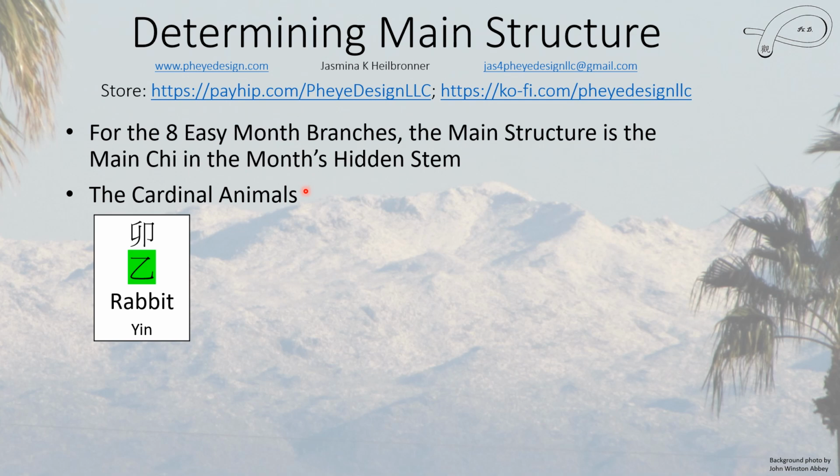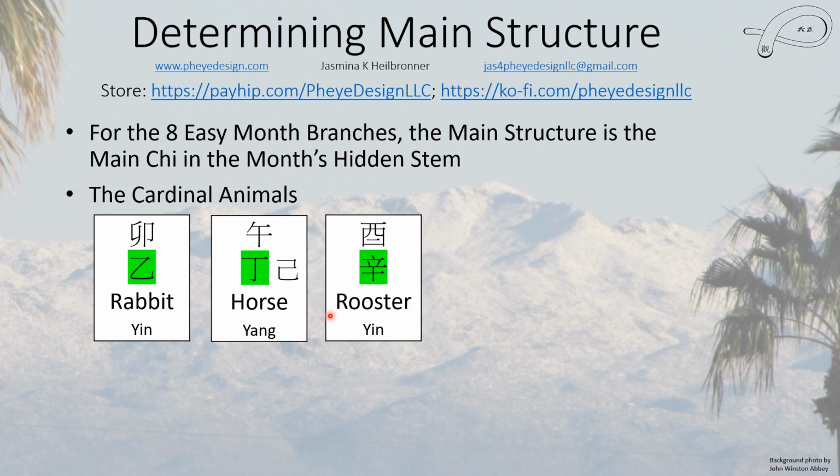So if we go to the cardinal animals, let's start with the rabbit. It has yin wood as its main chi. It only has one. The horse is yin fire. The rooster, yin metal. And the rat, yin water. And again, it's in the same order: wood, fire, metal, and water. And so these again are the strongest, the often called prosperous elements of these given seasons.